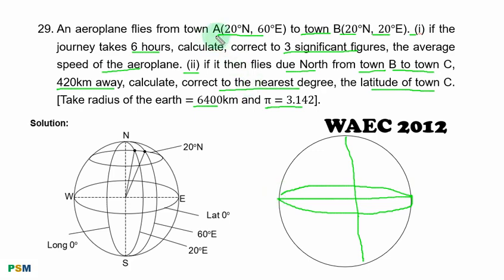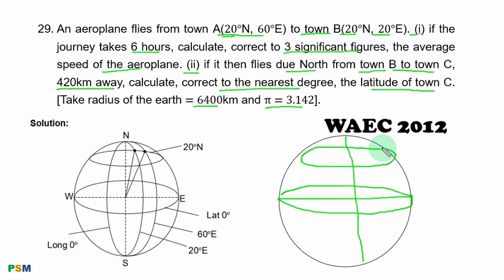Considering points A and B, they have the same latitude, 20 degrees north. That is the upper side of the equator. You draw this as latitude 20 degrees north. It is a small circle.